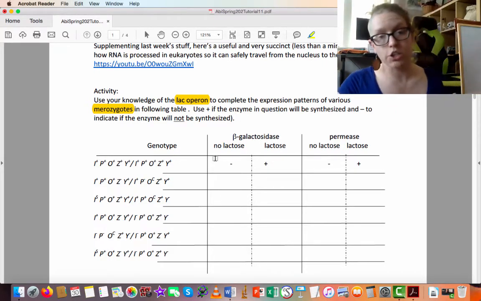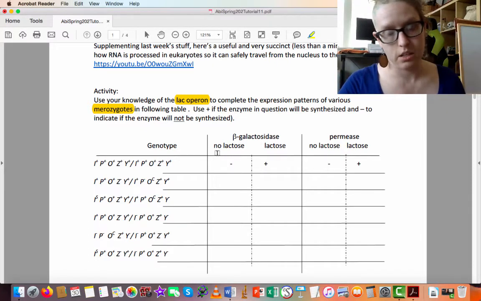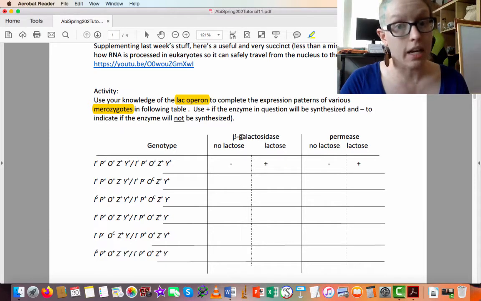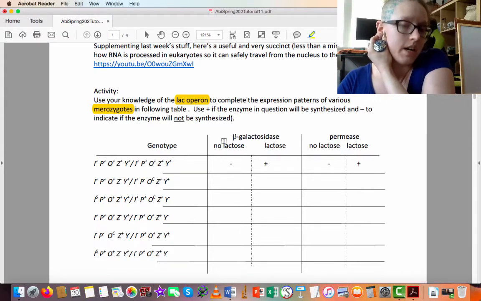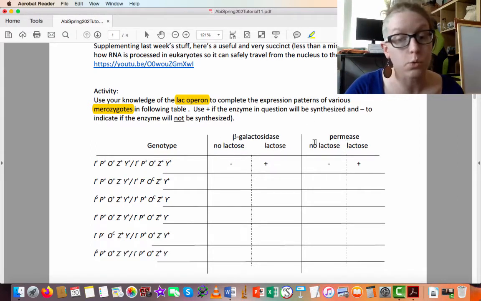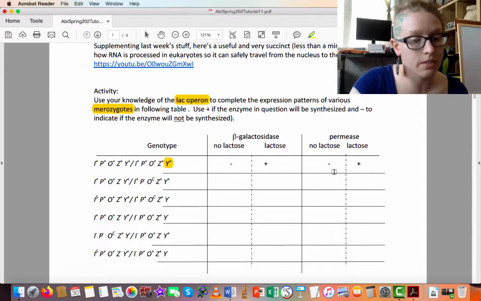So the first one shows us what our wild type expression is, where the gene beta-galactosidase, which is Z, this is Z right here, that's this guy, is going to be transcribed in the presence of lactose, but not in the absence of lactose. Permease is Y. That's this guy. Permease is also going to be transcribed in the presence of lactose, but not in the absence of lactose.